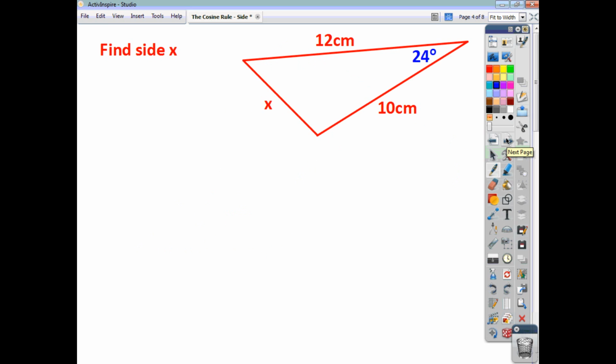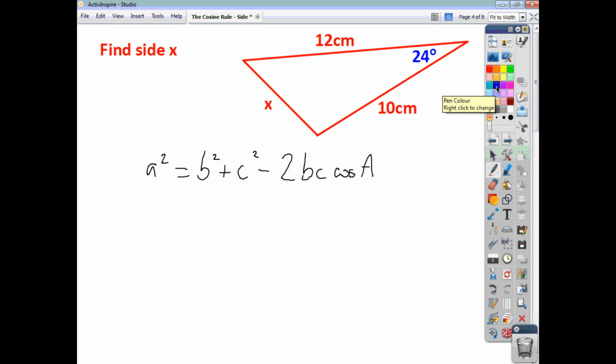Let's have a look at this one. So let's find our formula first of all. A squared equals b squared plus c squared minus 2bc cos a. Selecting the right formula might even get you a mark, so make sure that you're able to do that. So we're looking for x. So x squared is going to be 12 squared plus 10 squared.